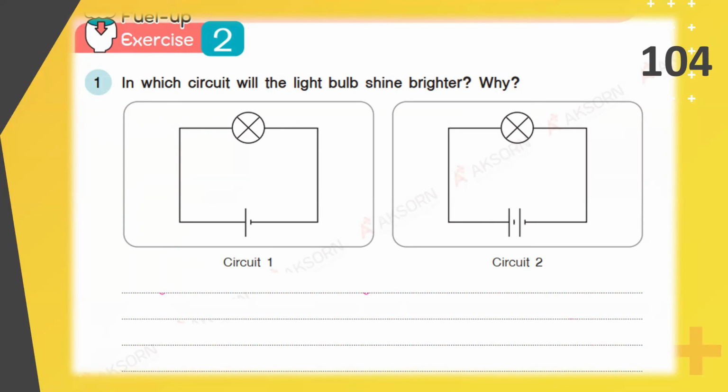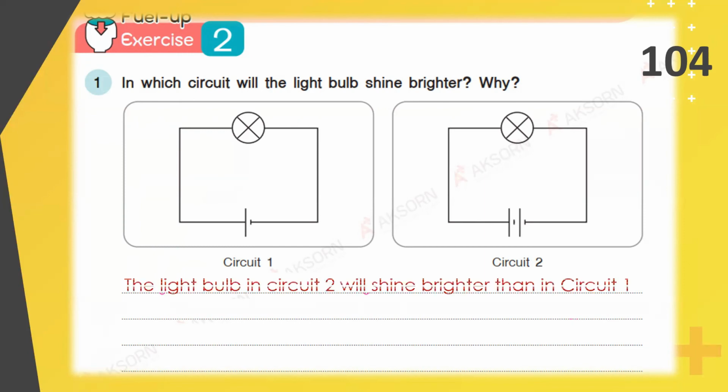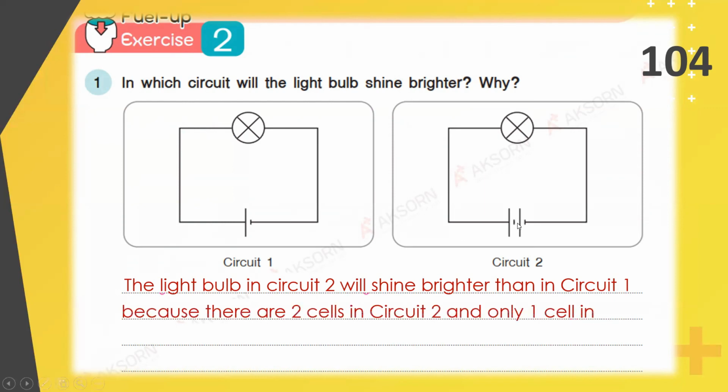If you said it's circuit 2, that's correct. The light bulb in circuit 2 will shine brighter than circuit 1. But what is the reason why? Because of the number of cells. Because there are 2 cells in circuit 2 and only 1 cell in circuit 1.